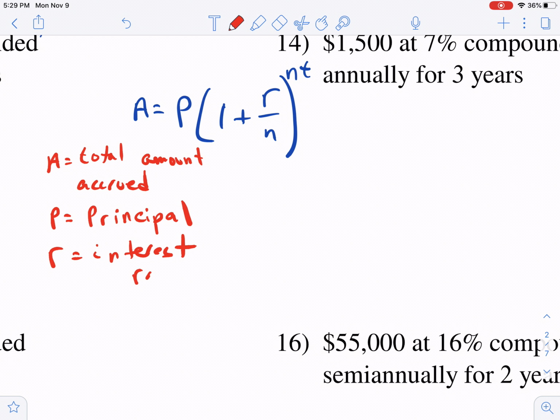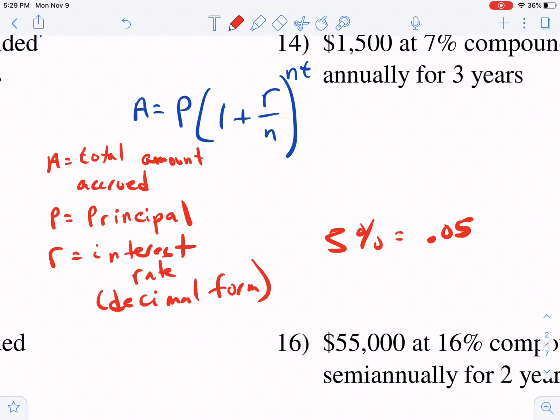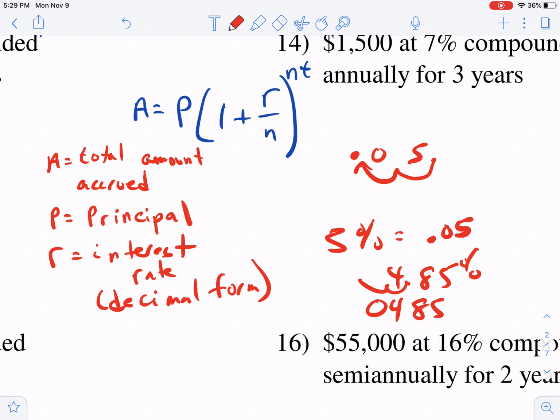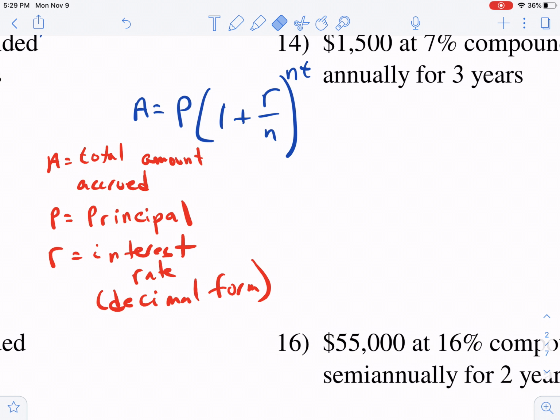Interest rate. And very important here, this is in decimal form, which means when they say 5%, this means 0.05. You take the 5% and move it over 2, and it becomes 0.05. So 4.85% actually equals 0.0485. That is decimal form. So when they say like 8%, you have to move the decimal over 2 times to the left.